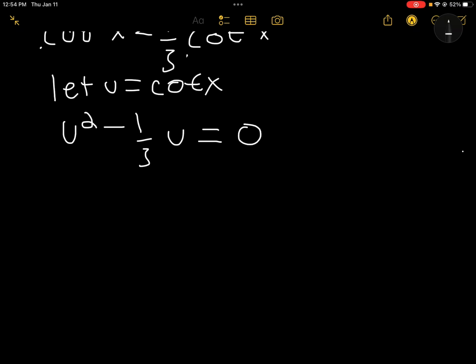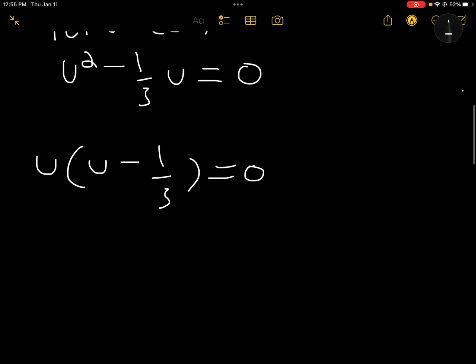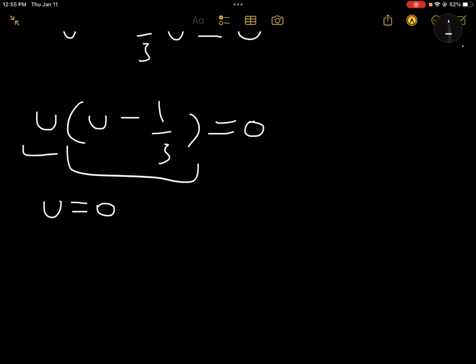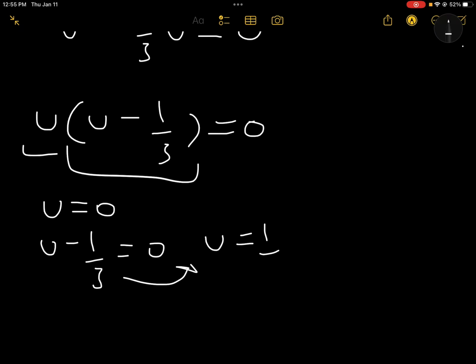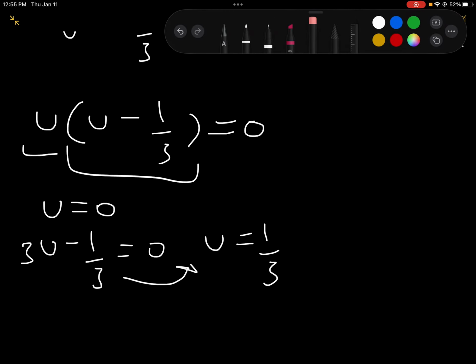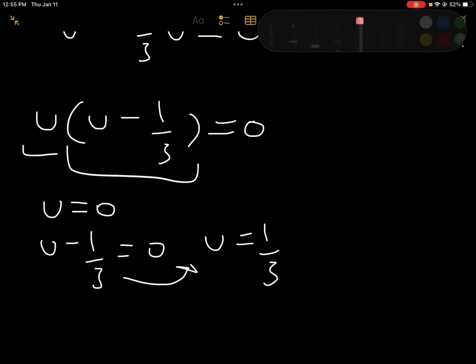So now I'll factor, I'll take out a u. So I know that we have two cases. I know u can equal 0, and I know that u minus 1/3 equals 0, or if I add 1/3, this will be... now you don't multiply, or you can multiply, but if you were to multiply, let's write this down first. If you multiply first, then you get 3u, and then you just add 1 and divide by 3, which is the same thing, but it's a longer process.